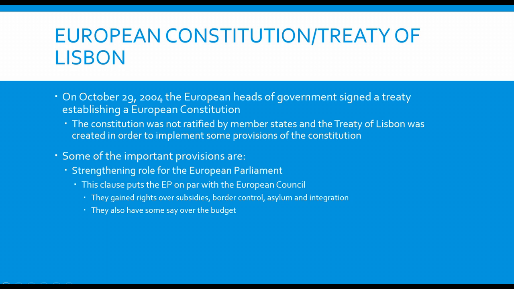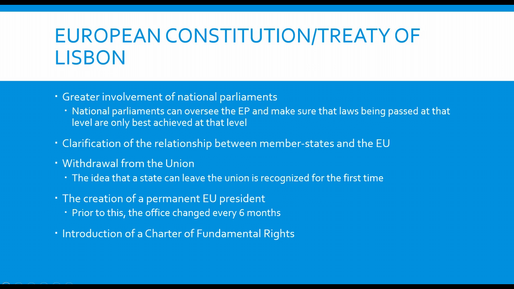Some of the important provisions are strengthening the role of the European Parliament, so it made the European Parliament stronger. This clause puts the EP on par with the European Council. They also gained rights over subsidies, border control, asylum, and integration, things that the European Union had not had at kind of that top level before. And they also have some say over the budget and how money is spent within the European Union.